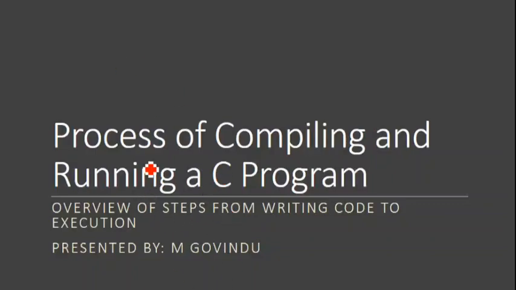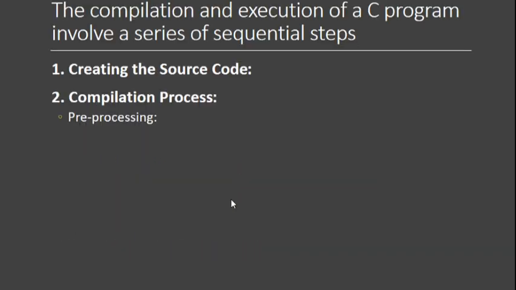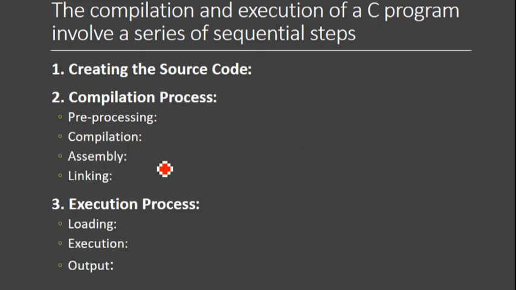In this video, I am going to explain the process of compiling and running a C program. Compiling and executing a C program has three phases: first, the creation phase, then the compilation phase, and then the execution phase. In the creation phase, we are going to see how and where the program is edited.